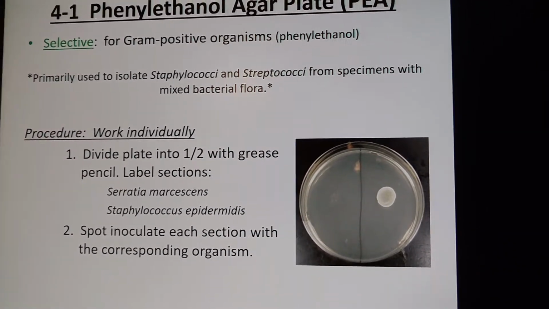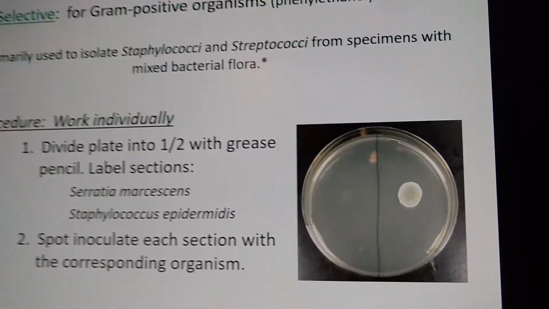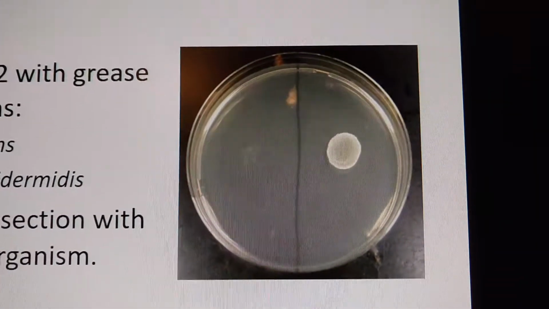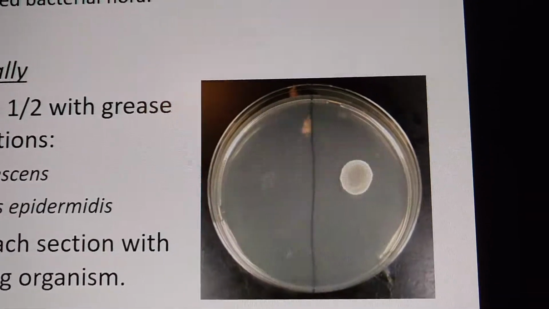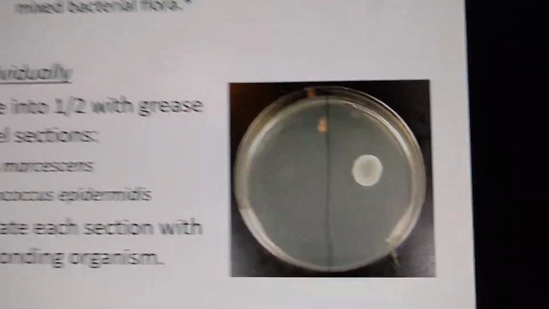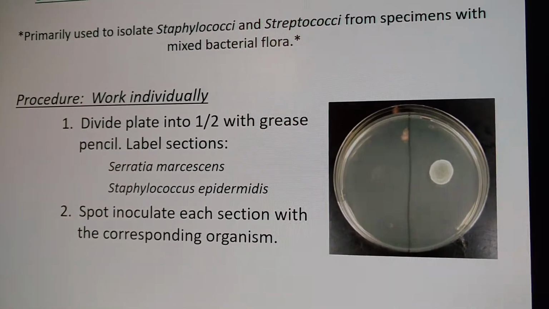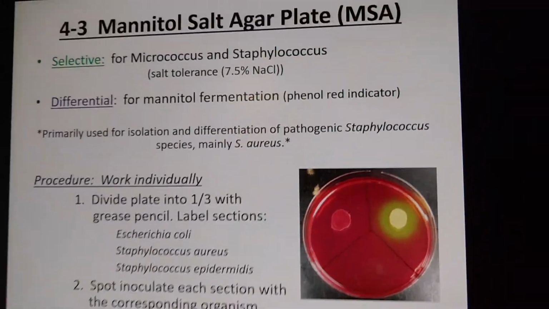On the picture of this plate, the result that you would expect to see would be this right here. On the right would have been the Staph epidermidis, because that's a gram-positive. It's the one that should grow. Serratia marcescens, being gram-negative, would not be expected to grow.